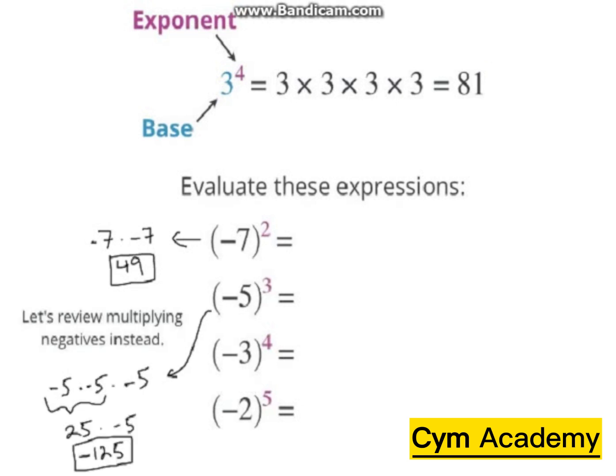Negative 3 to the fourth is negative 3 times negative 3 times negative 3 times negative 3. Now there's an even number of negative signs there, so they'll all cancel out, and negative 3 to the fourth will be the same thing as 3 to the fourth, which we already know is 81.